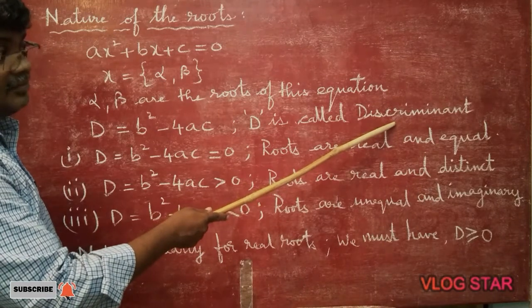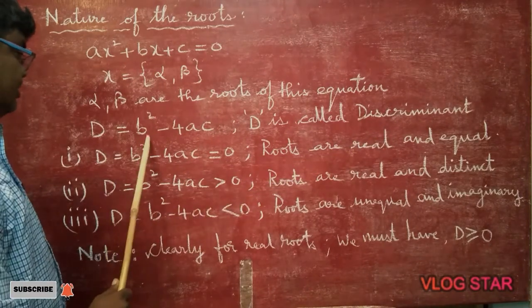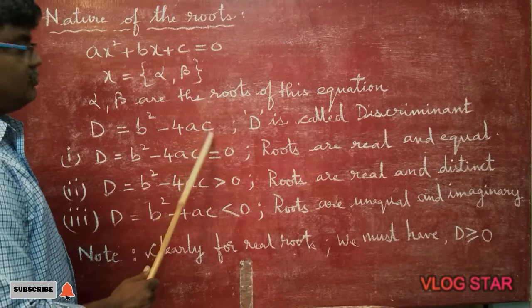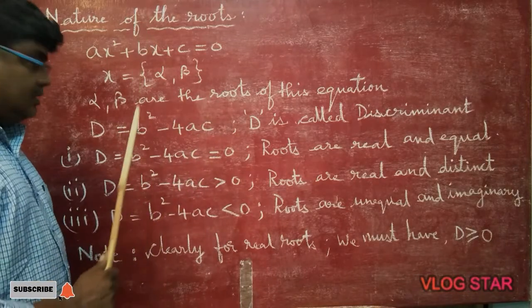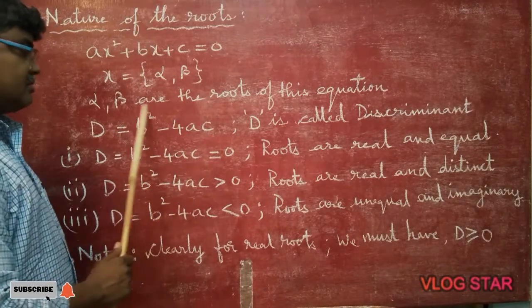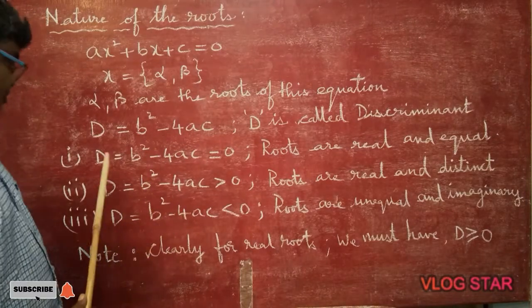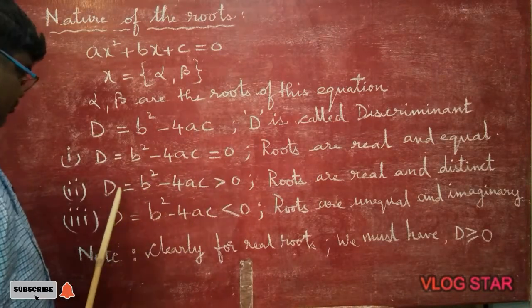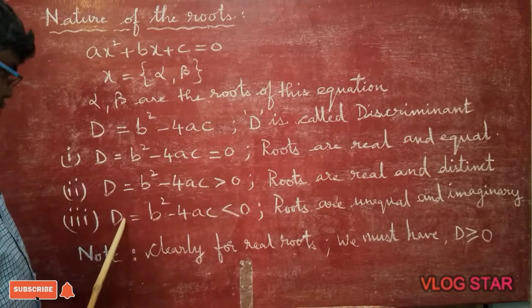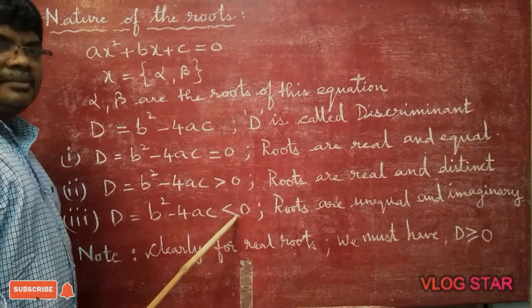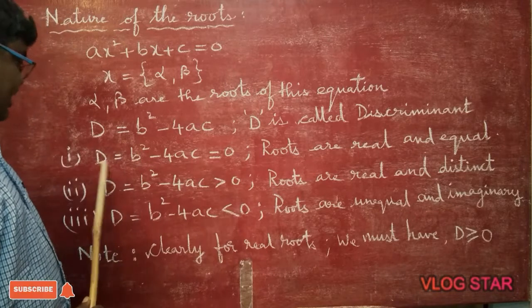What is a discriminant if they ask? D is equal to b square minus 4ac. In that formula, that is the part under the square root. Are you able to follow? Three natures are there: when D is equal to 0, when D greater than 0, when D less than 0. Are you able to follow? Three natures.